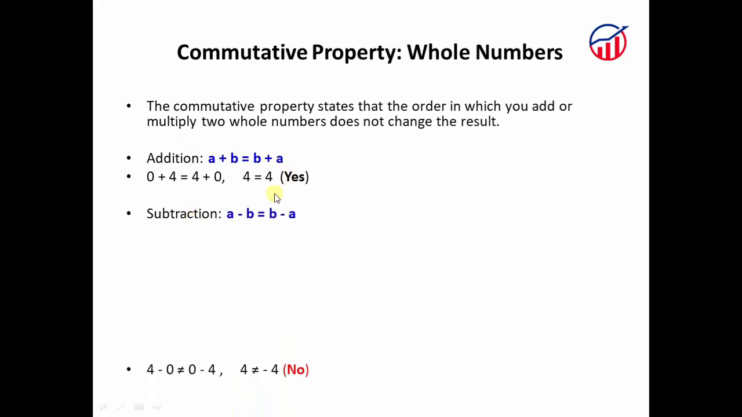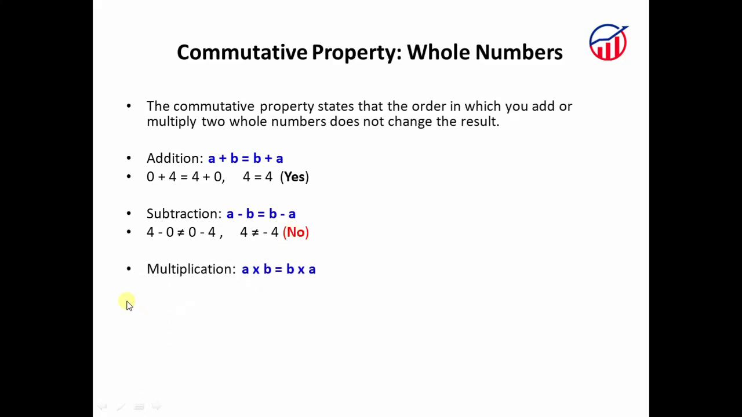Let's take an example, subtraction. If you subtract 4 minus 0 or 0 minus 4, 4 minus 0 on the left hand side is 4, and 0 minus 4 on the right hand side is negative 4. So you see both the answers are not the same. The LHS is not the same as the RHS. So subtraction does not follow the commutative property.